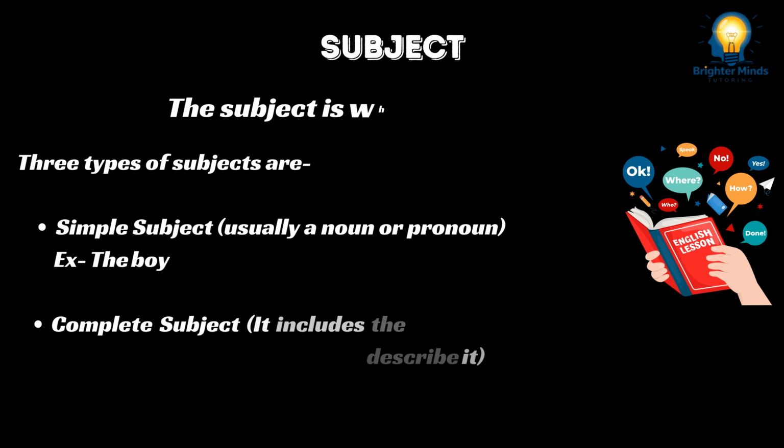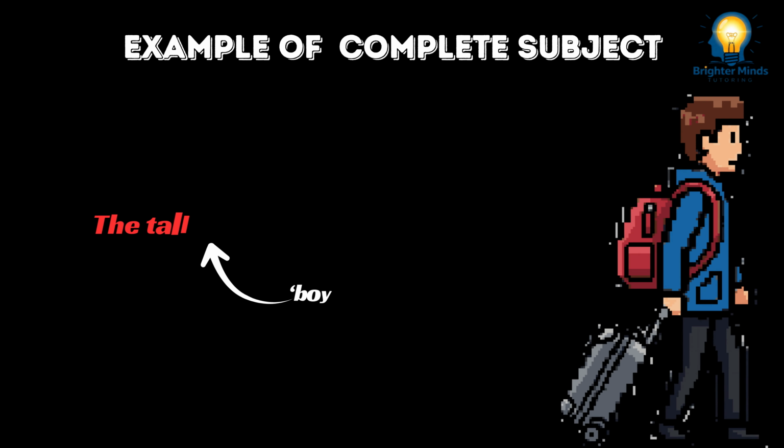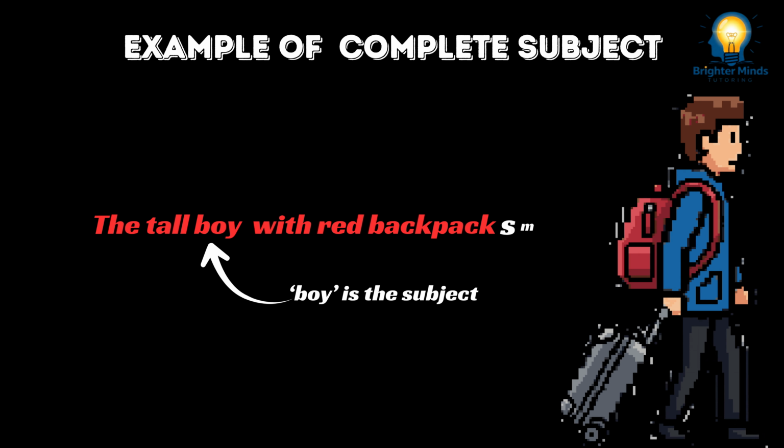The subject is what the sentence is about, and the subject can be simple or complete. The simple subject is the main word, usually a noun or a pronoun, that tells us who or what the sentence is about. The complete subject, on the other hand, includes the simple subject and all the words that describe or modify it. For example, in the sentence, the tall boy with the red backpack smiled, the simple subject is the boy, and the complete subject is the tall boy with the red backpack.